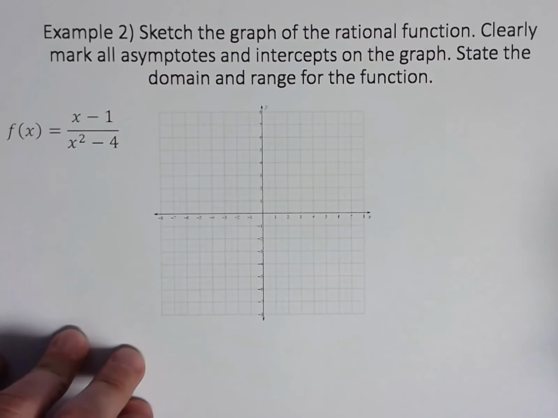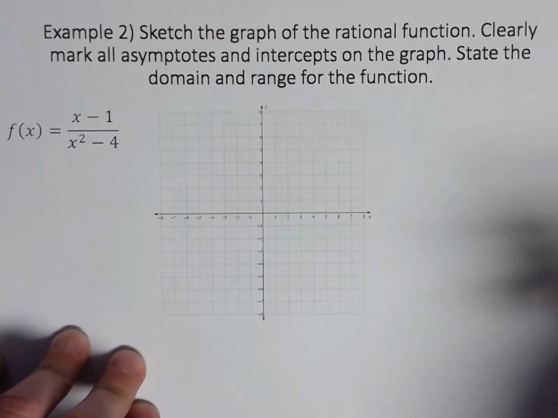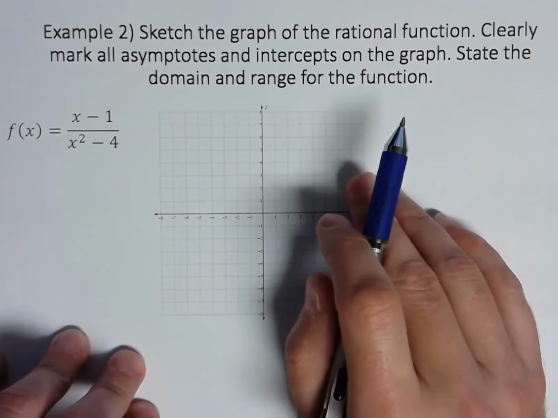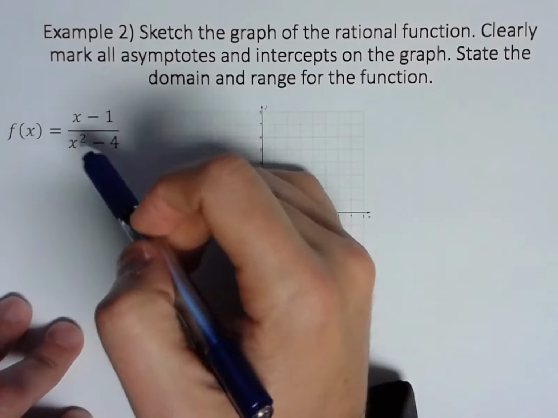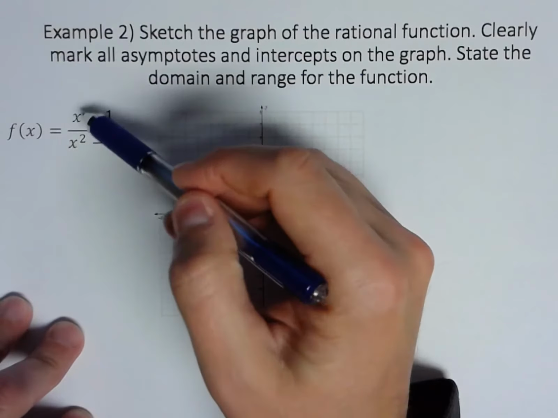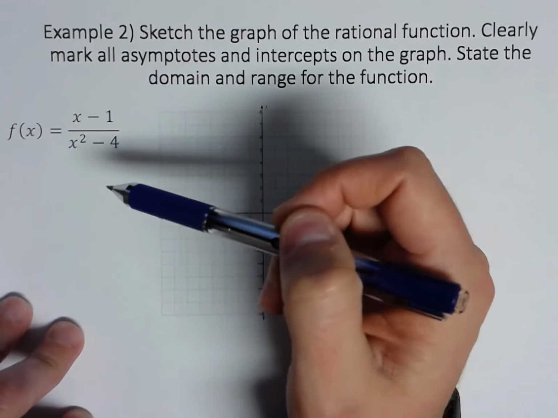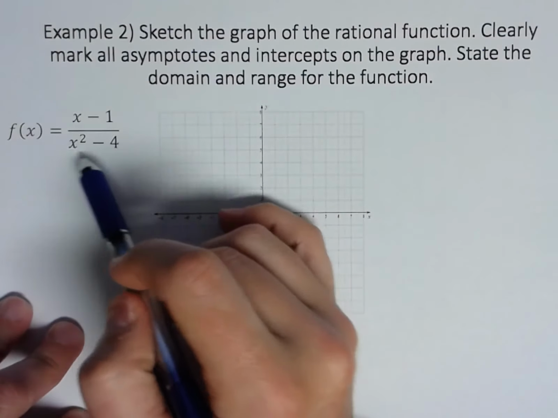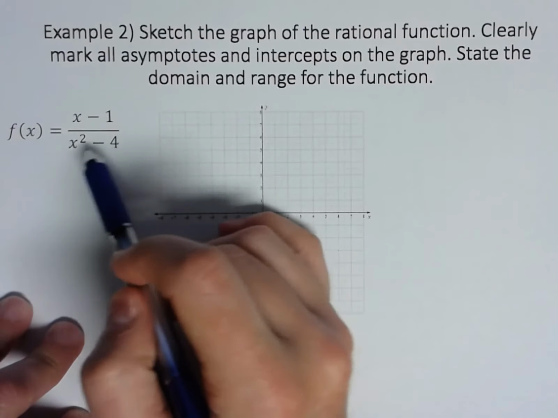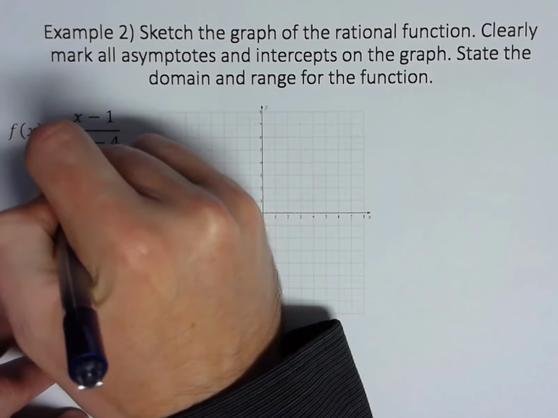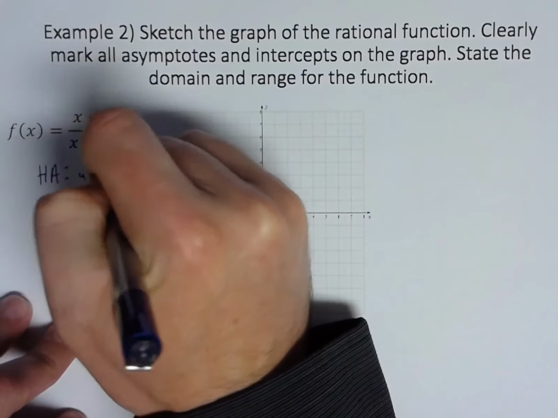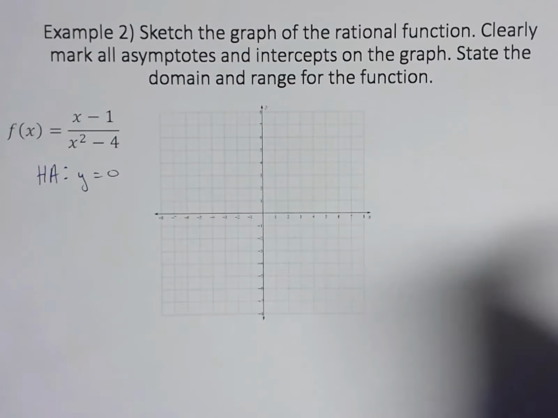All right, here's our second example, graphing rational functions, asymptotes, intercepts, and we're also going to state the domain and range for this function. So let's go ahead and get those asymptotes right off the bat. Now for this one, notice the degree of the bottom is larger than the degree of the top. So as you put bigger and bigger numbers into this, the bottom's going to grow much faster than the top. So this is going to approach a value of 0 as you go toward negative infinity or positive infinity. So let's sketch that in.